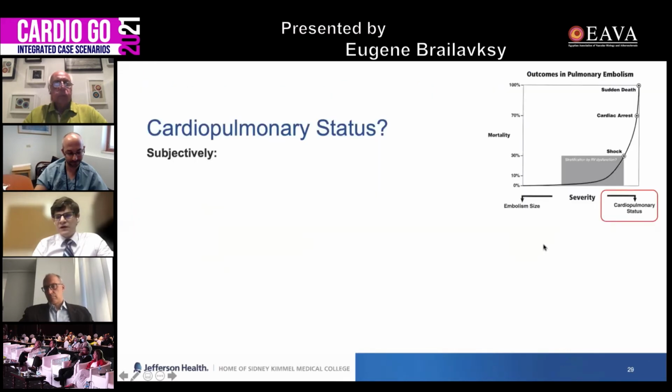So how do we figure out who is at high risk even better? So one thing that you can look for is cardiopulmonary status, and that's the right side of this graph. So how do you do it?